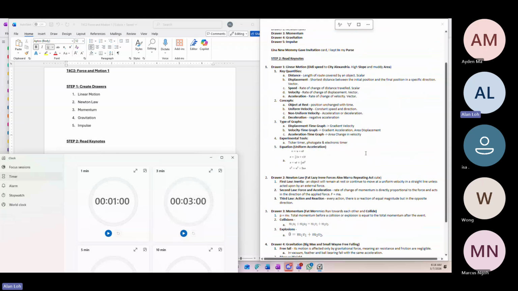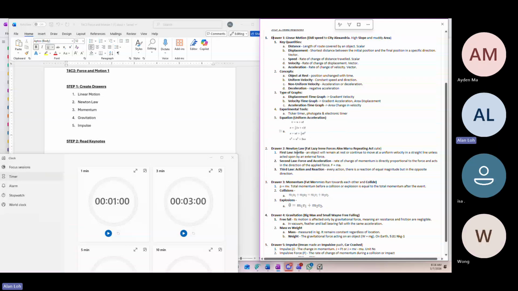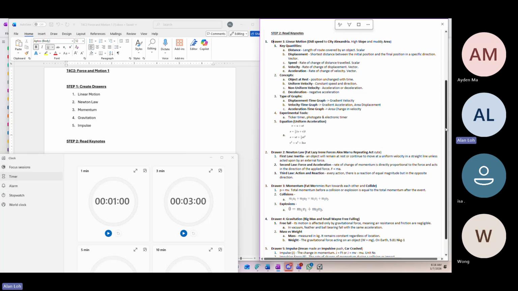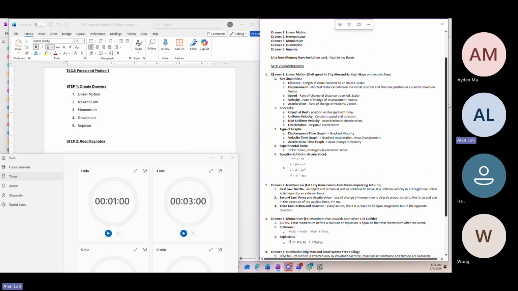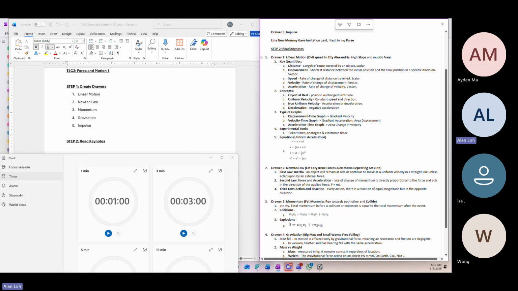Now, how do you read this? We have drawer number 1, drawer number 2, number 3, number 4, and number 5. Right? It's the same format as our step number 1. So each of these drawers has some information. For drawer number 1, this information is related to linear motions, where you have key quantities: distance, displacement, speed, velocity, accelerations, right? And then you have different types of graph of the concept when it is at rest.